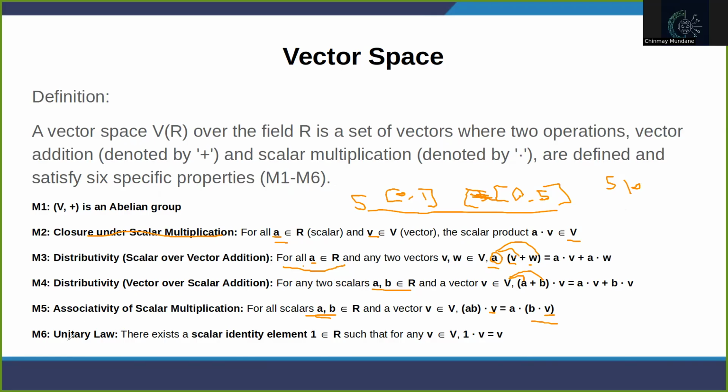So there is a final law, which is the unitary law. The unitary law says that there is at least one element, that is 1, which belongs to the real numbers, such that for any vector v in the big V, 1 times v equals v. So 1 is the scalar unit. Anything multiplied by that into a vector will be the same vector. And if this v lies in the big vector space, then it should also lie in the same vector space, because there's nothing that changed here really. So these are the 6 properties, and they should be satisfied for it to be called a vector space.